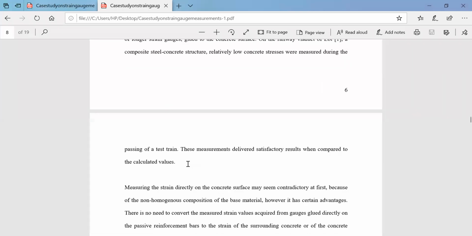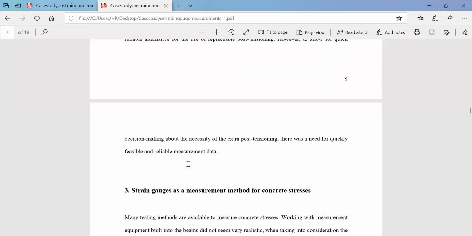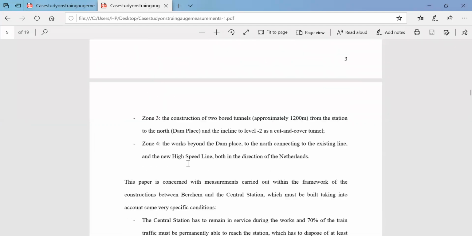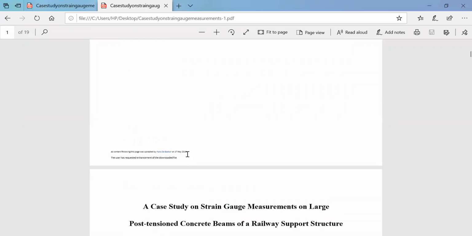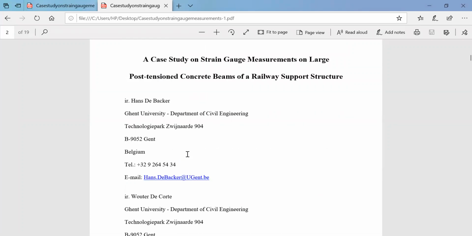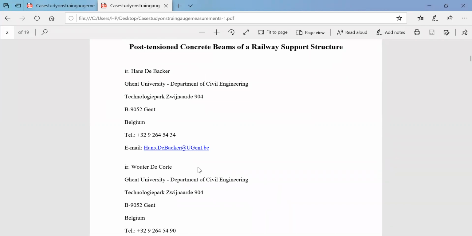So this is the importance of strain gauges in railway construction projects in Belgium, which was put forward by two professors, Hans De Backer and Walter De Corte.